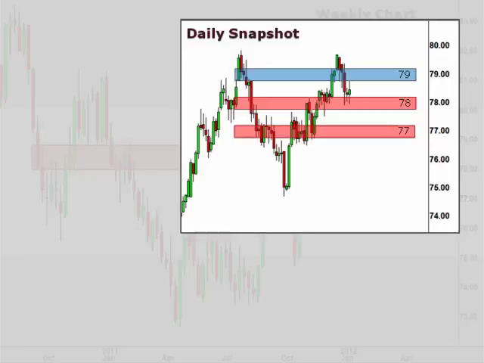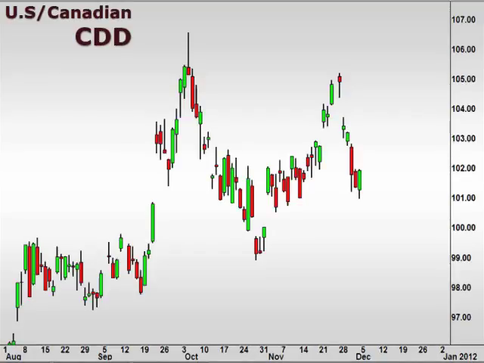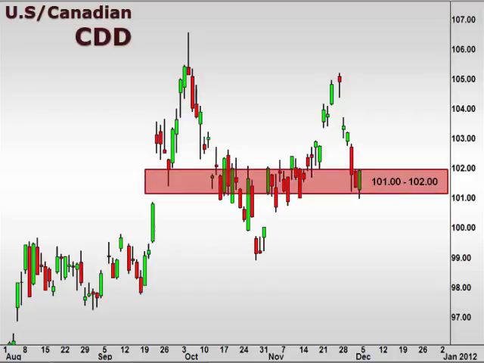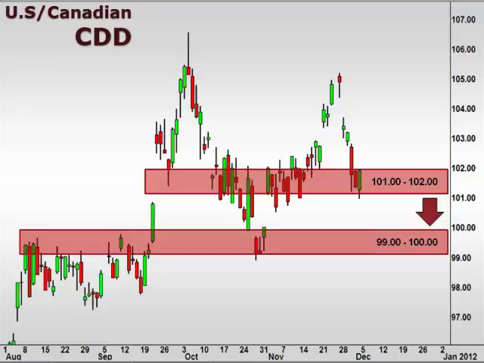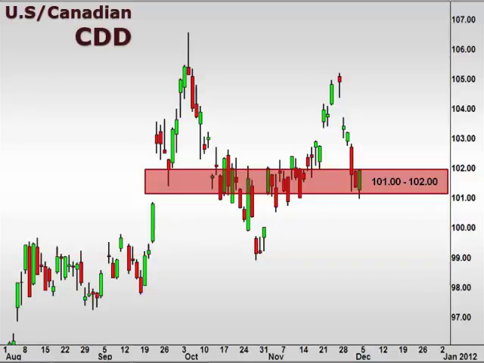Let's take a quick look at the daily chart. The daily chart reflects the near-term support sitting at 78, with the next target to the downside sitting at 77. Next up, the CDD, the US versus the Canadian dollar. Well, the CDD continued to drop, testing 101 for support. Now, after such a significant sell-off, we may see a bounce and subsequent retracement up to 103. However, a break below 102 opens the window for a continuation lower towards 100.